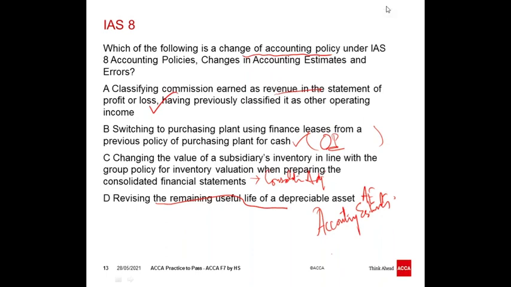Last time you said that the commission income cannot be classified as the revenue. It depends on whether you are earning the commission and it's your main business. Because when we talk about the revenue, revenue means the amount that you are earning from your main business. So if it is your prime business, then commission will be your revenue.